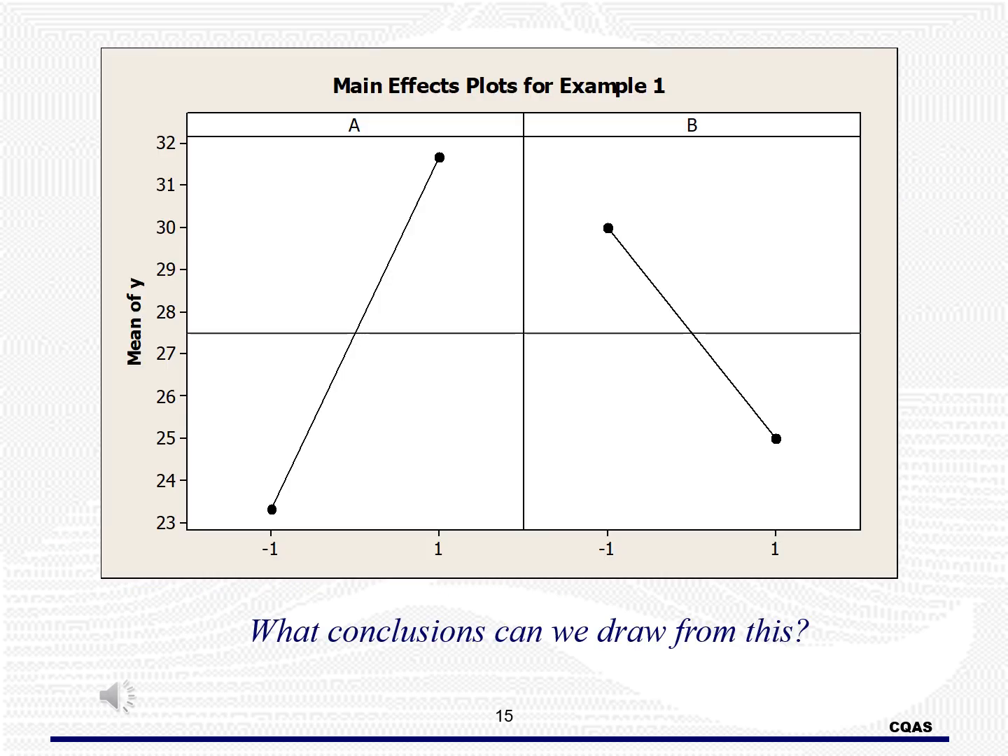This plot is called a main effects plot. It is a way for us to visualize what the main effects are. You can see from the plot for factor A, as we change the level from low to high, we see that the average response increases, and vice versa for factor B.